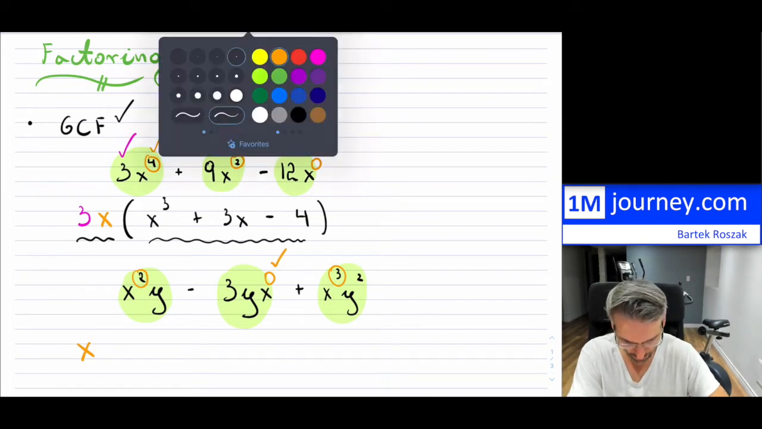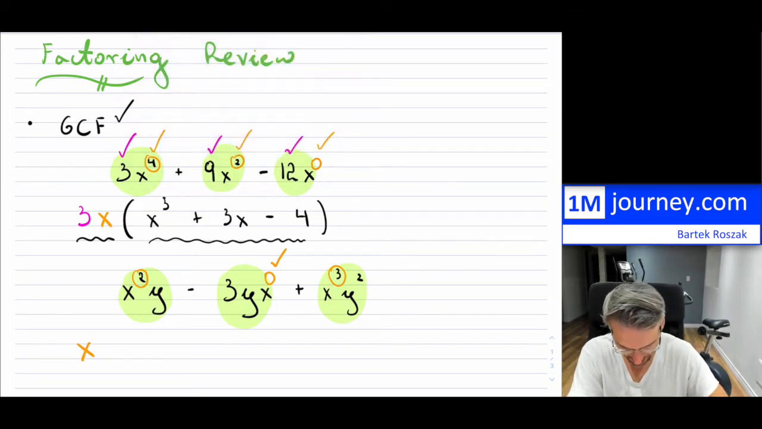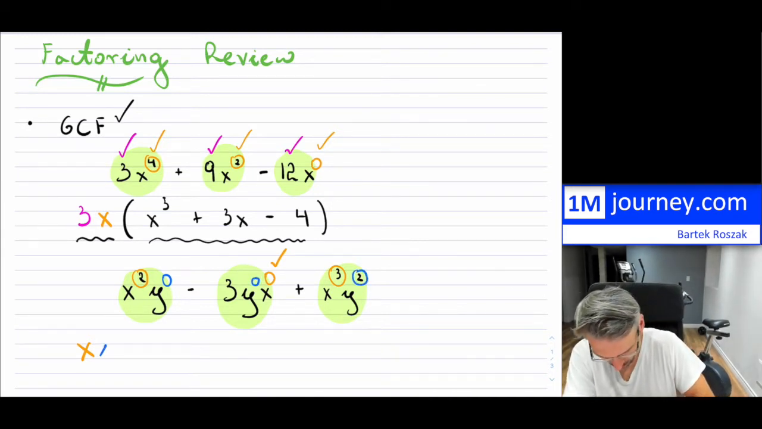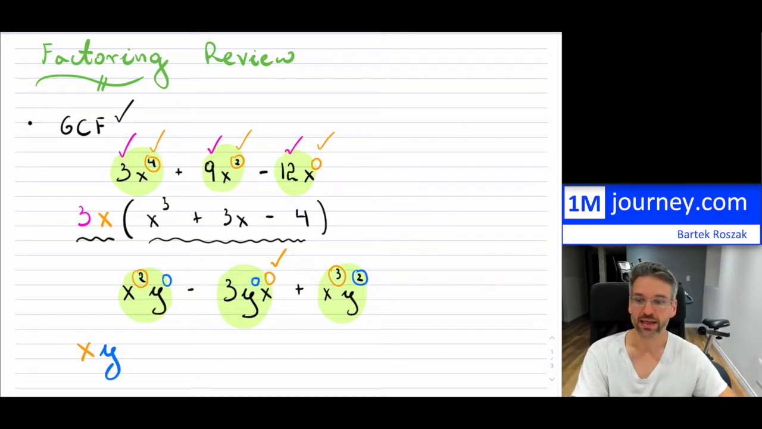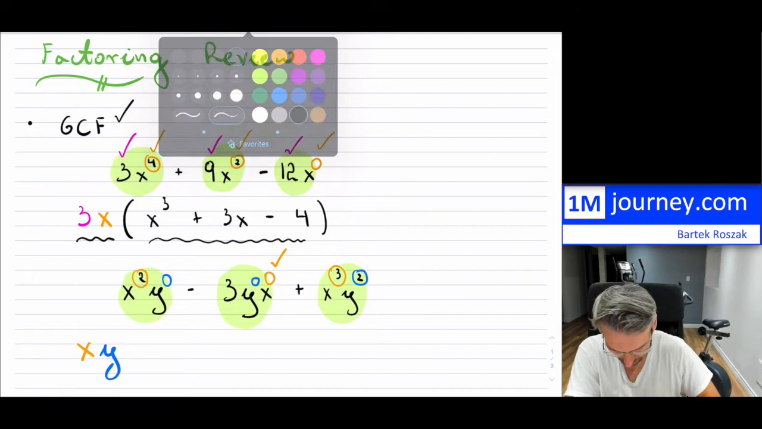Then I move over to the y's. Now, how many y's do I have? Well, I have only 1 here, I have 1 here, and I have 2 over here. So I can take out 1 y. And that becomes my greatest common factor from here, because the rest has to remain.